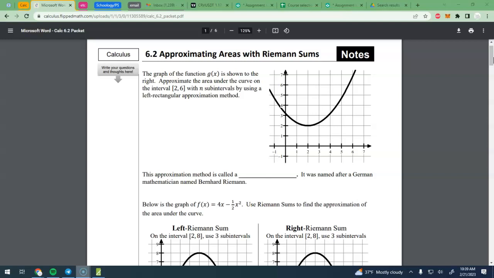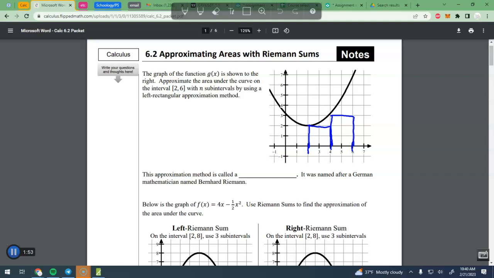So let me review. I'm just going to sketch on here. We're going from 2 to 6, and our rectangles are 2 units wide. If I were doing the left-hand sum for this subinterval, I'd go to the left-hand endpoint, and that's the height of the rectangle. For the next one, I go to the left-hand endpoint, and that's the height. So the left would underestimate there.